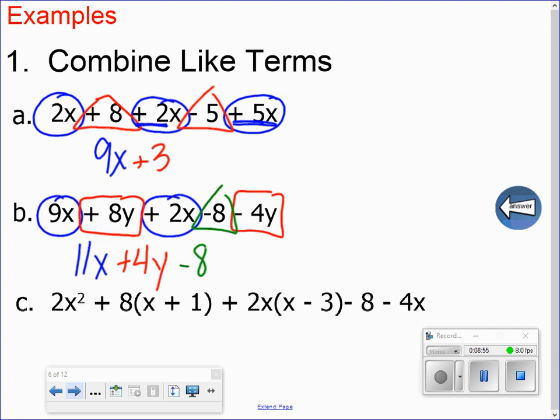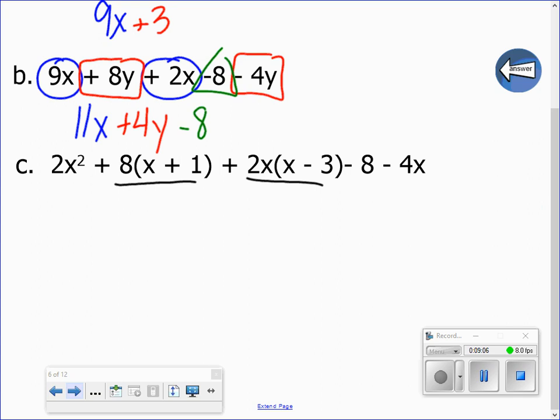Okay, if we're looking at this next one, before you can begin to combine like terms, you first have to take care of this distributive property that's taking place here. So let's take care of that first. We're going to bring everything else down that's not a part of that distributive property. That way, when we finish with the distributive property, we can jump into combining like terms.